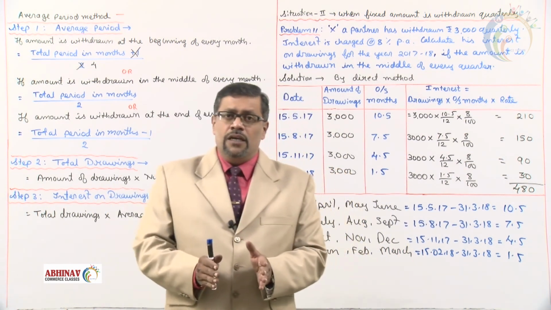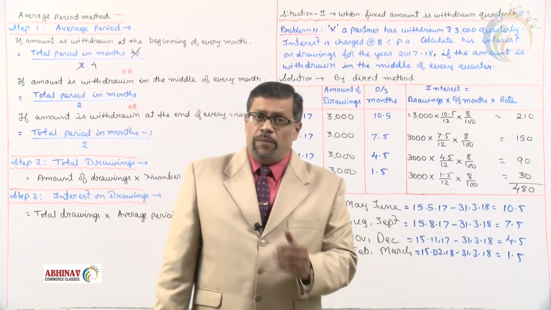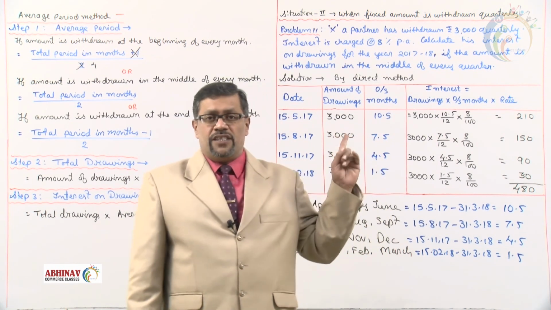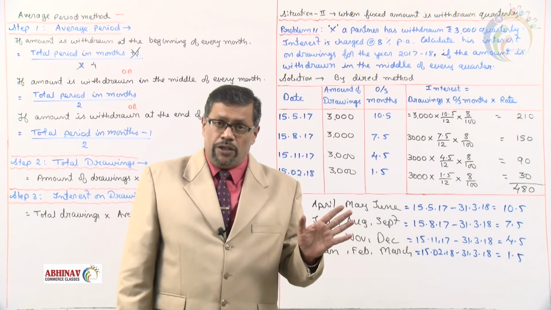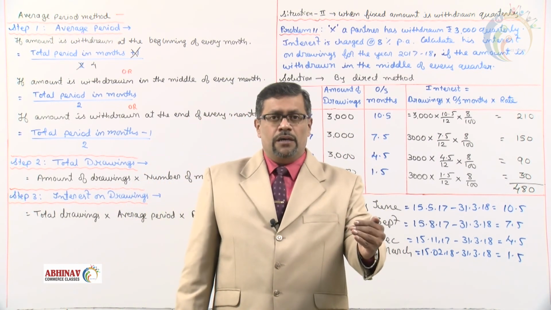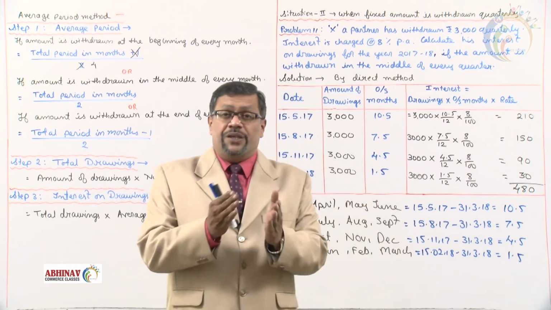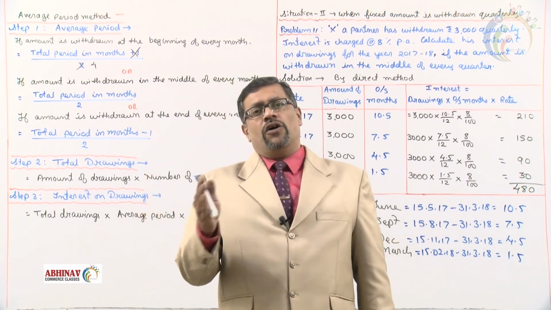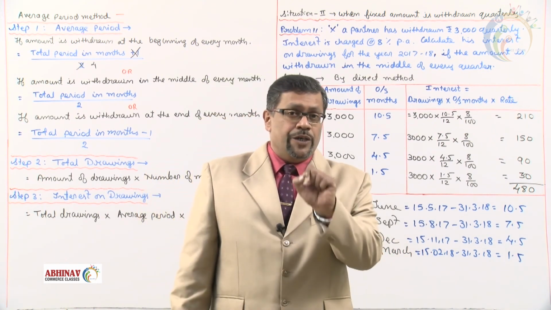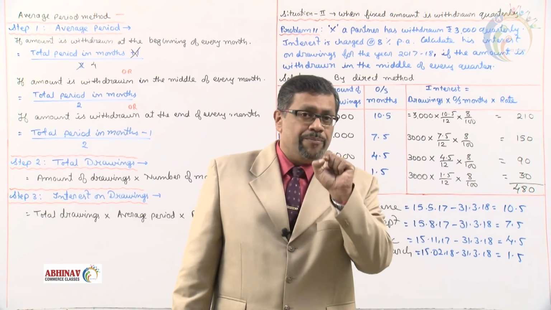In this session, we have learned the problems when a fixed amount is withdrawn every quarter. In the next session, we'll take up the problems when varying, different amounts are withdrawn during the year, using the third method, the product method.